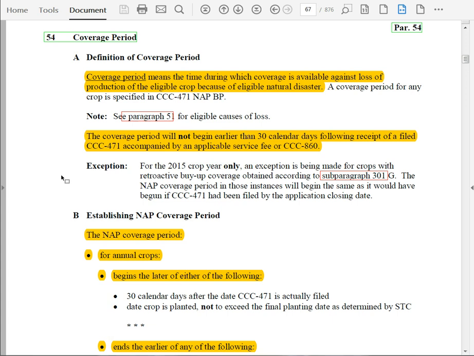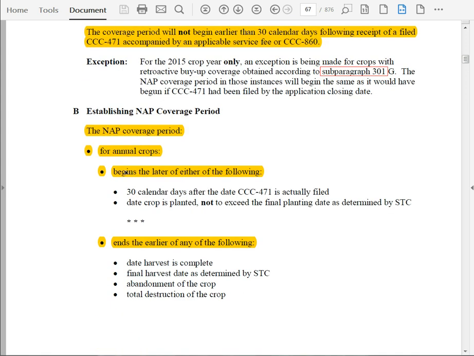If the producer waited until March 30th to begin planting, then March 30th would be the beginning of the coverage period for the producer's lettuce. Coverage periods vary slightly between annuals, perennials, multiple planting crops, value loss crops, etc. For annual crops, though, it begins the later of either the following: 30 days after the date the 471 is actually filed, or the date the crop is planted, not to exceed the final planting date.